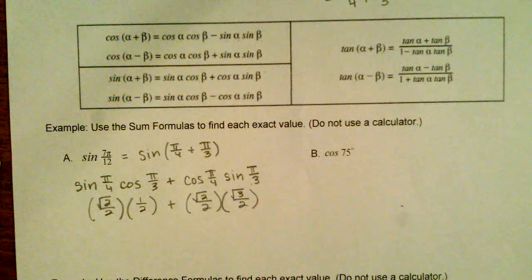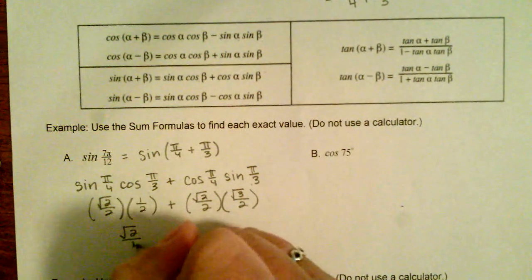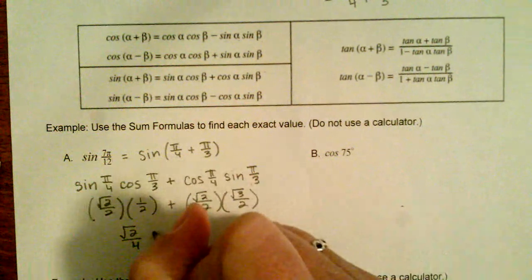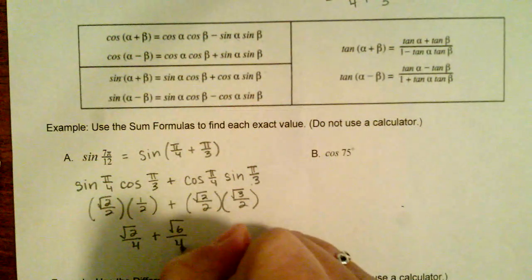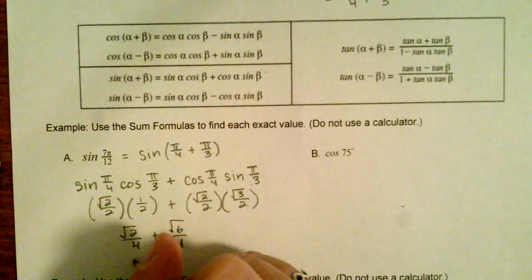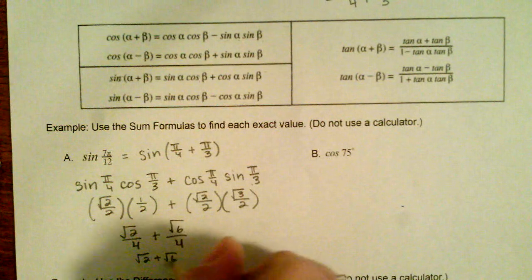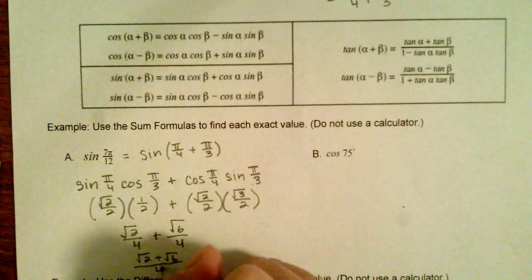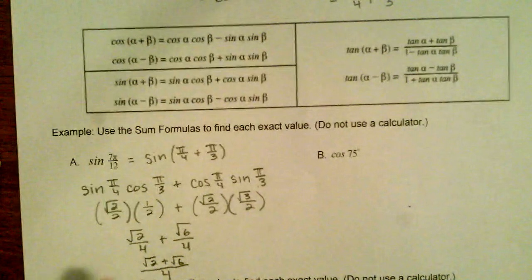And now we're just going to simplify this. This becomes square root of 2 over 4 plus square root of 6 over 4. I am okay with an answer like that. A lot of times on a multiple choice test, you'll see square root of 2 plus square root of 6 over 4. Okay, and so this is your final answer.